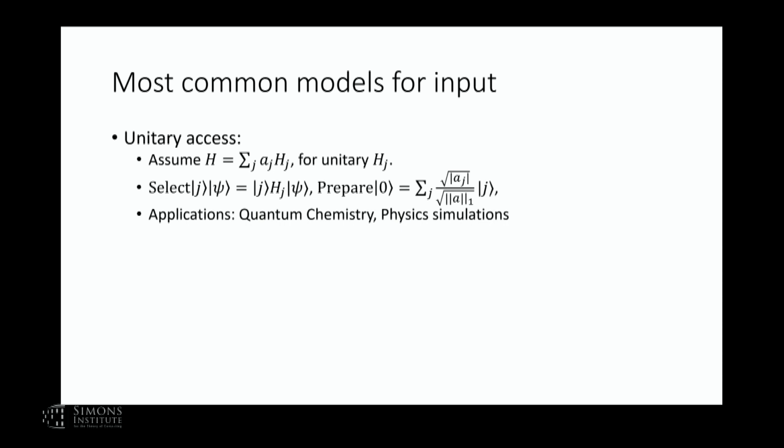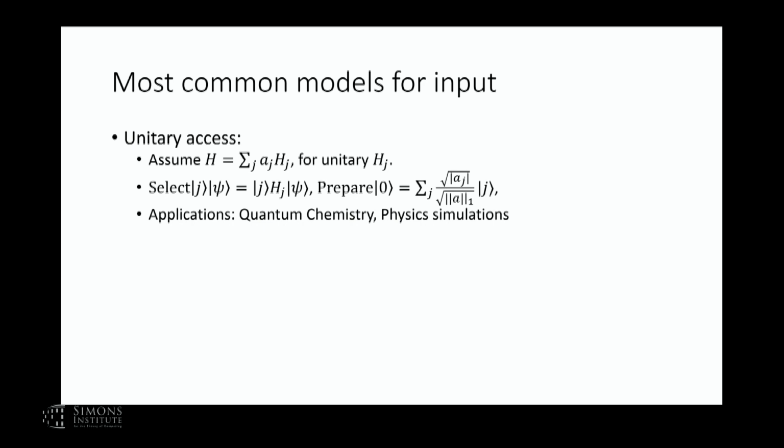So all right, this is the specification of the problem. We've got a sum of unitaries that comprise the Hamiltonian. What we need to be able to do is apply these and compute their weights. So I just can't read that equation: select |j>|psi> equals |j> H_j |psi>. What does that mean? Okay, so let me just explain what this means.